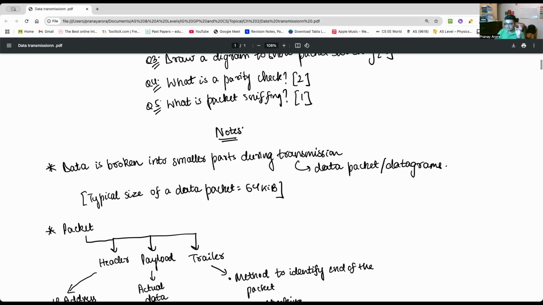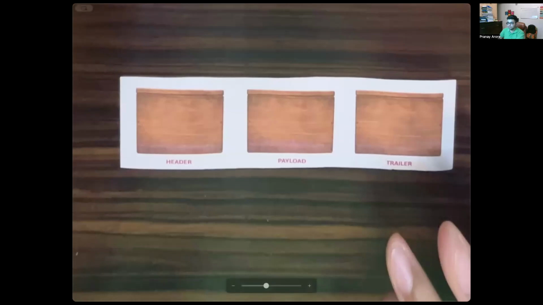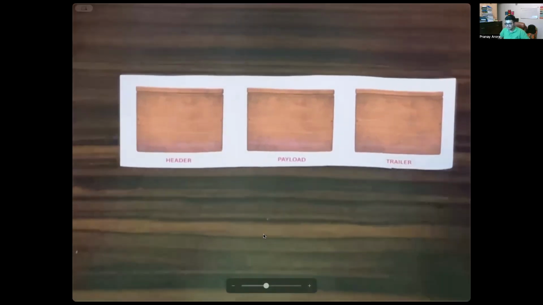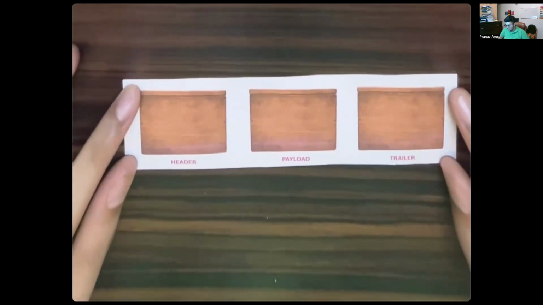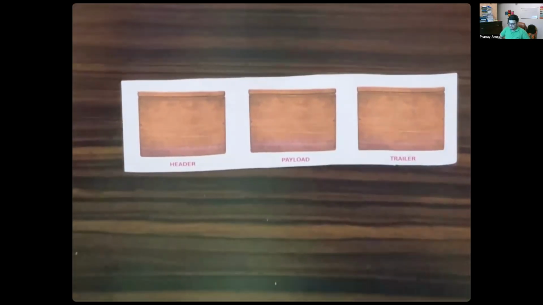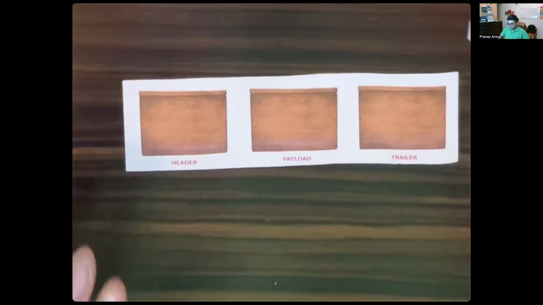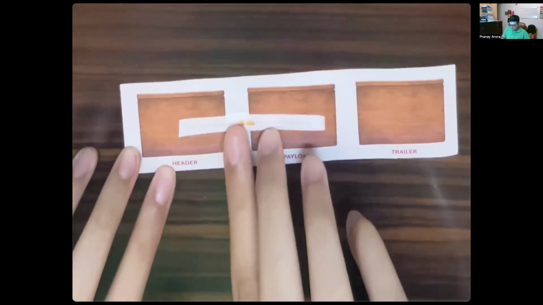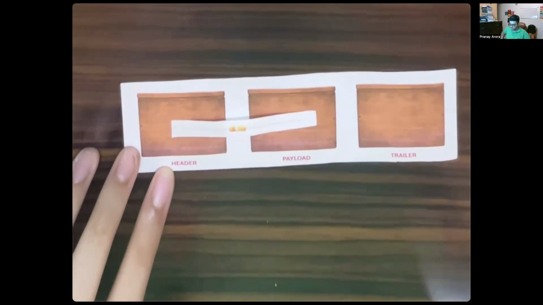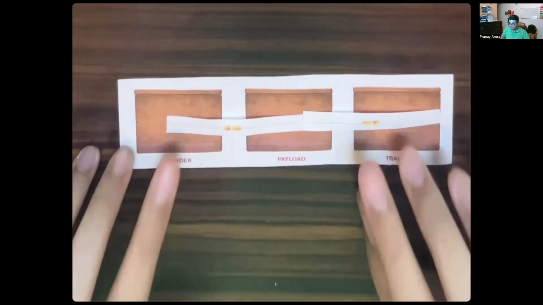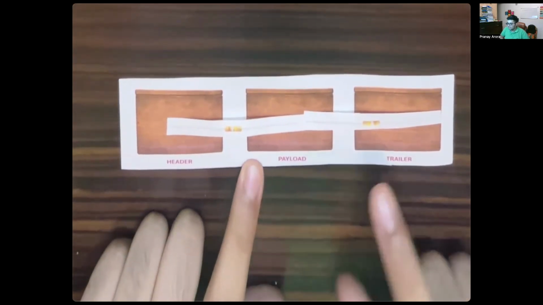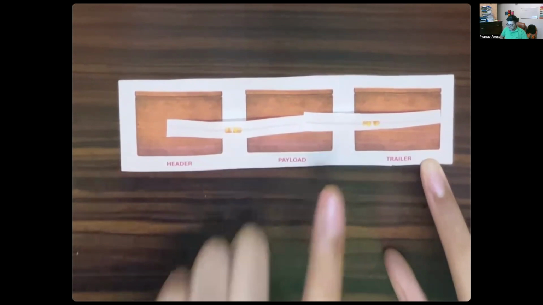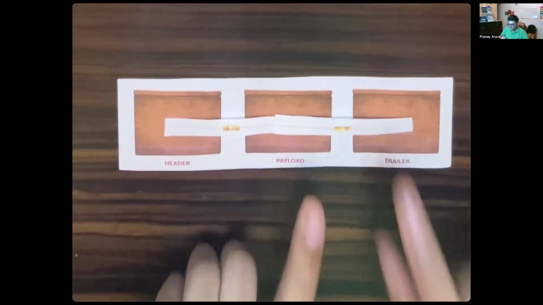Now let's see, through a physical model, what the parts of a data packet are. As you can see, this is typically how a data packet looks. If you zoom into a data packet, these are the three parts of the data packet. Obviously, all of these three parts are connected, right? The first part of the data packet is called the header. The second, or middle, part of the data packet is called the payload. And the last part of the data packet is called the trailer.